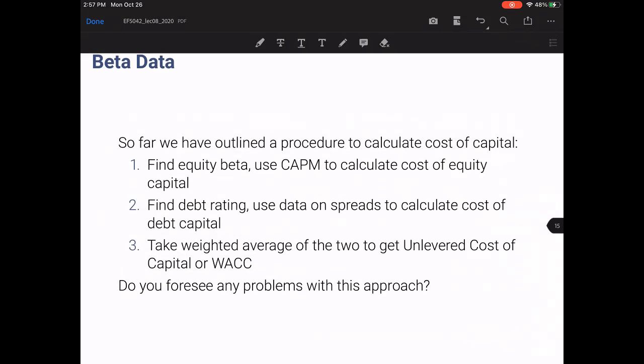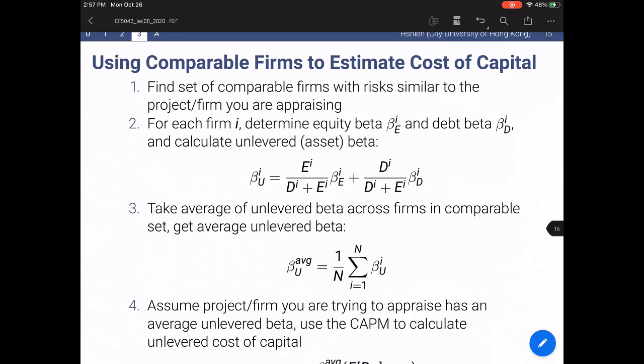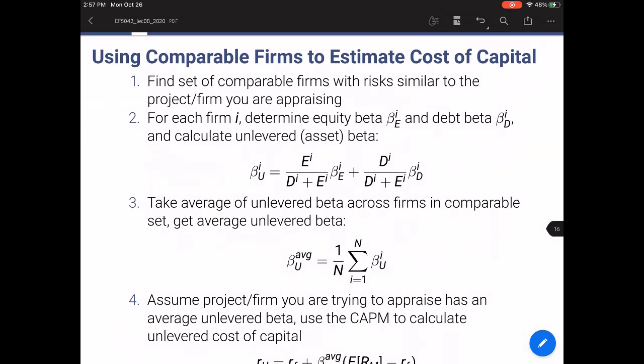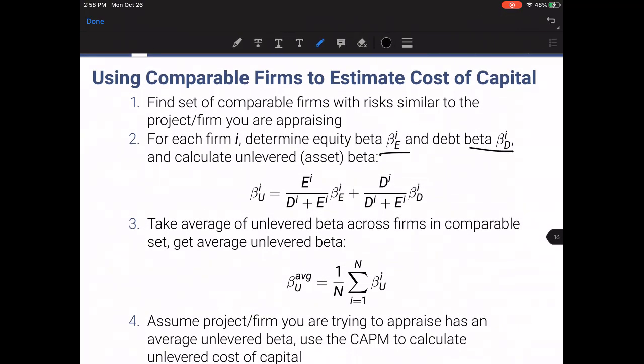So the problem, as I just stated, is that we need data. The first approach we can use to overcome this issue is using comparable firms to estimate the cost of capital. That means we find a set of firms, ideally publicly traded, with risks that are similar to the project or firm we're trying to value. And for each firm, we conduct what we just went over a few slides ago. We have to compute the equity beta. We have to compute the debt beta. And then for each firm, given these equity and debt betas, we can come up with the unlevered beta.